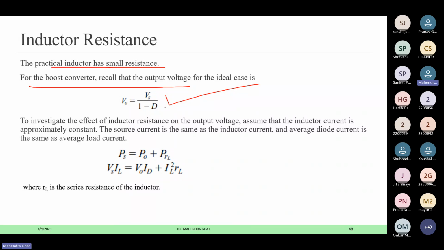But as the inductor has some resistance and some losses, there will be some loss across the inductor. This we can write as P into RL, which is nothing but IL square into RL. So this loss will be there. Input power I have written as VS into IL, output power as VO into ID, because the average of the ID is the output power, plus IL square into RL. So RL is the series resistance of the inductor.